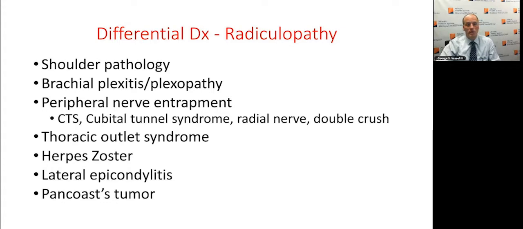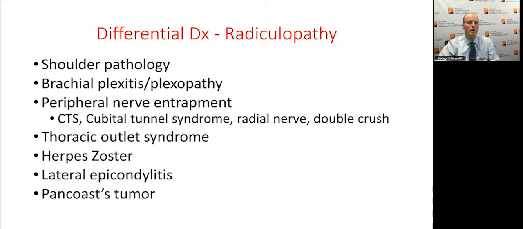Thoracic outlet syndrome can present and can be either vasculogenic or neurogenic. I've had a ton of patients show up with horrible pain in their arm, and then during the exam I look at their skin and they have a herpes zoster rash, which is extremely painful and just happened to get missed.